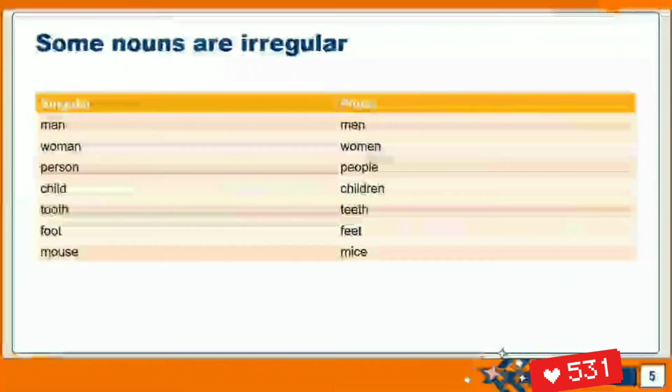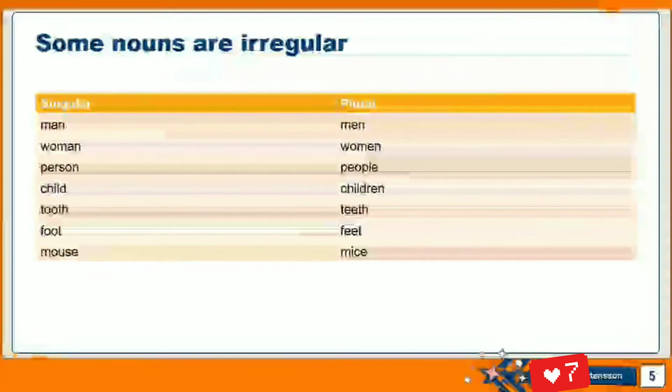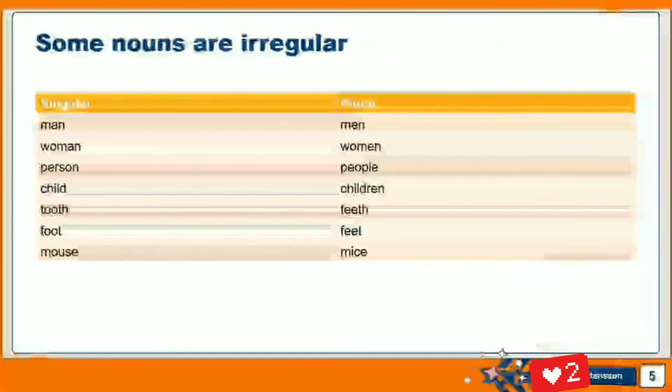Now, here are some nouns that are irregular. For example, man, men. Woman, women. Person, people. Child, children. Tooth, teeth. Foot, feet. Mouse, mice.